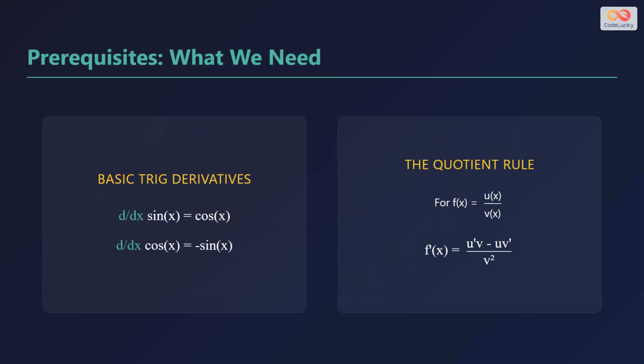Before we begin, let's quickly check our toolkit. You should already be comfortable with two things. First, the basic derivatives. The derivative of sine of x is cosine of x, and the derivative of cosine of x is negative sine of x. Second, you need the quotient rule. Remember, if you have a function u divided by v, the derivative is u prime v minus u v prime, all divided by v squared. We will use this rule extensively today.